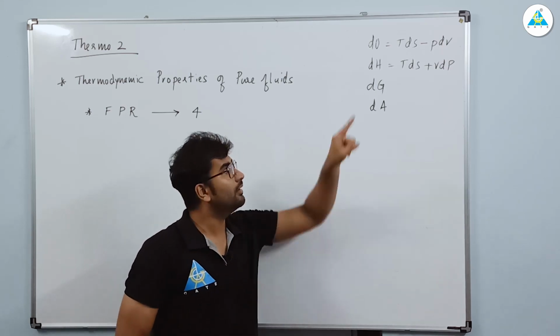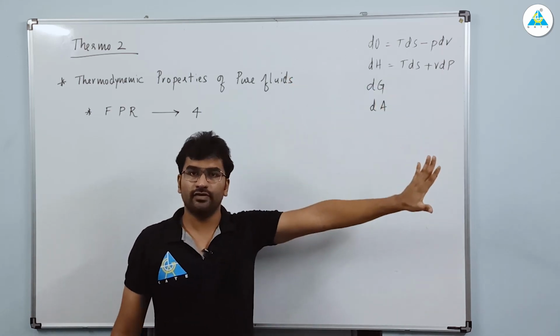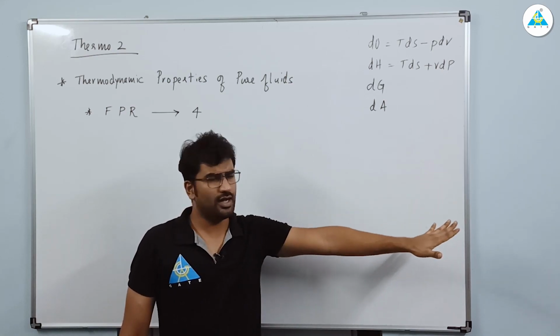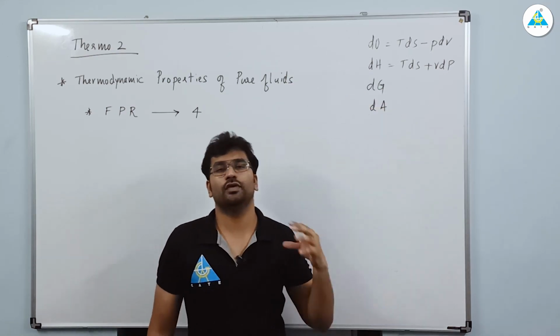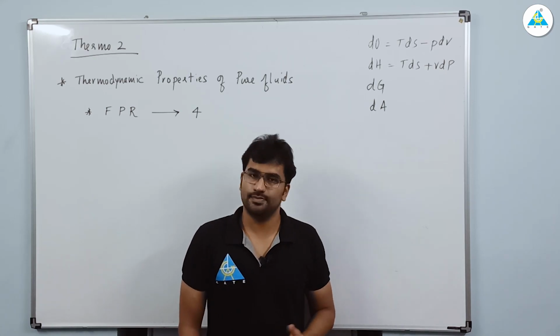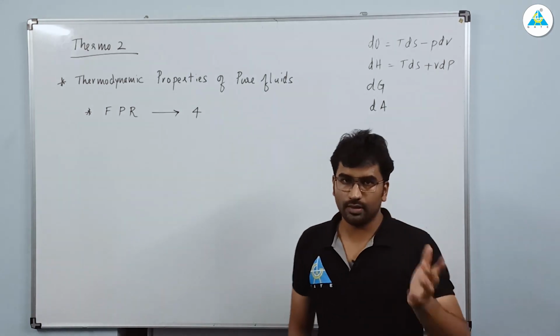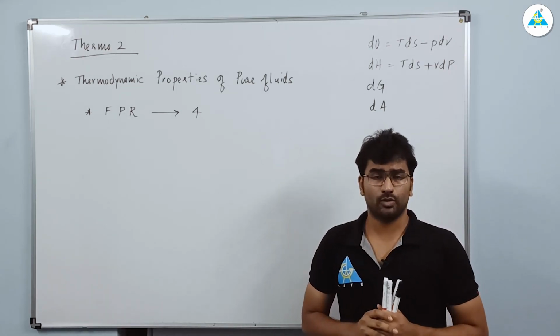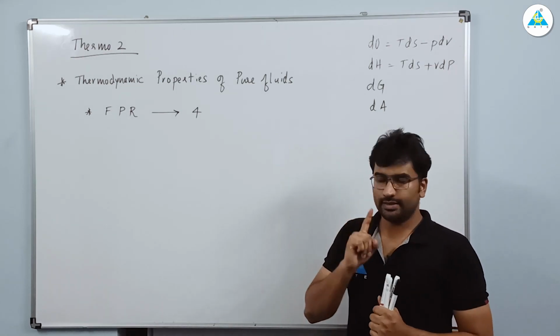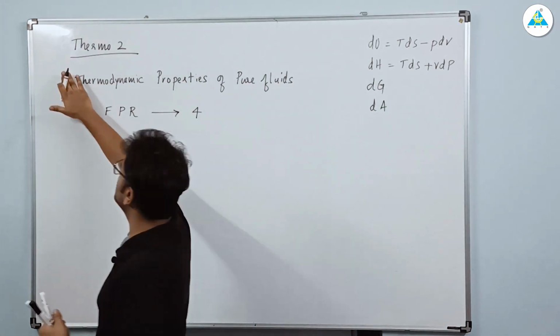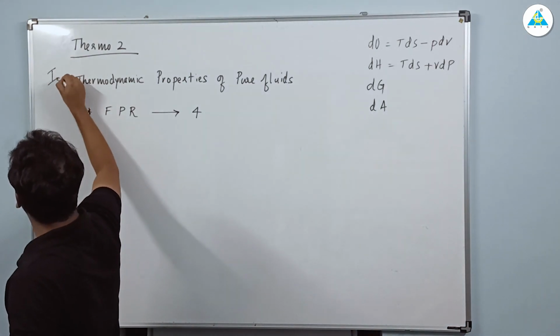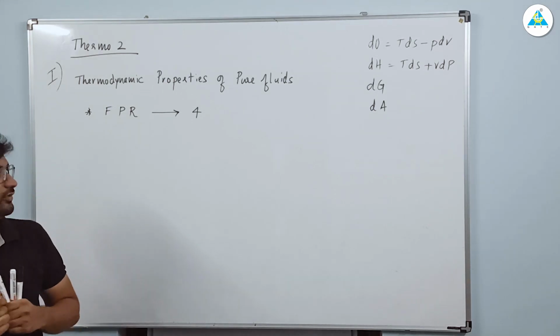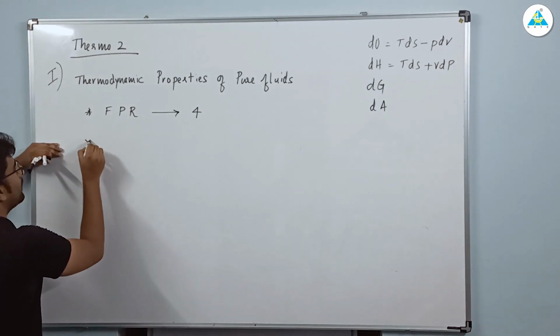Before discussing that, the first 2 we already covered in thermo 1. I hope you remember. Now the next 2 we are going to start in the class. Clear? So this is our fundamental property relation. This is our first topic you need to remember in thermodynamic properties of pure fluids. So this is our chapter 1 in thermo 2. In this you have to study first the fundamental property relations.